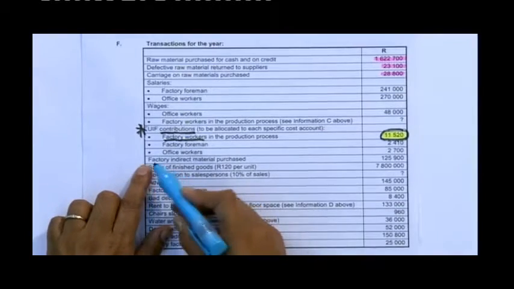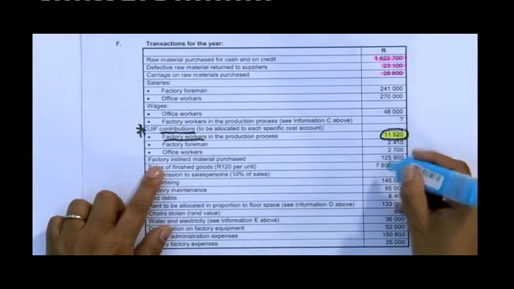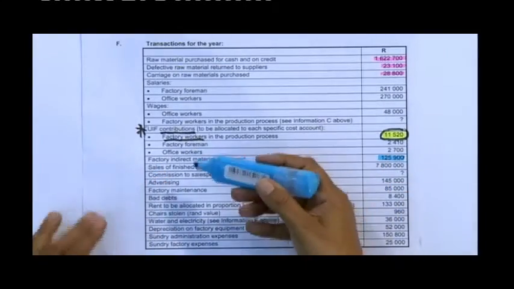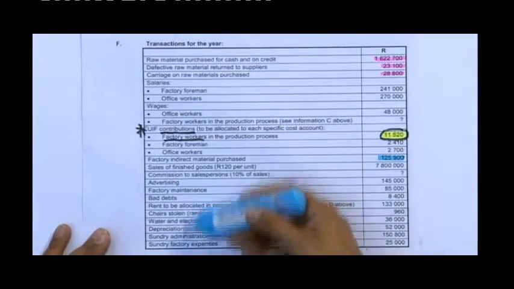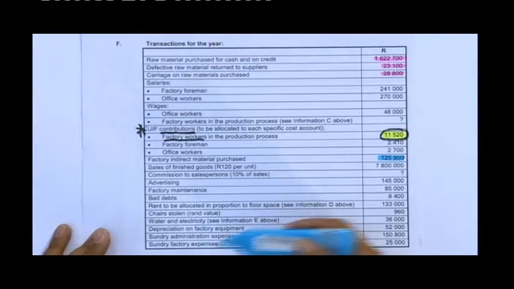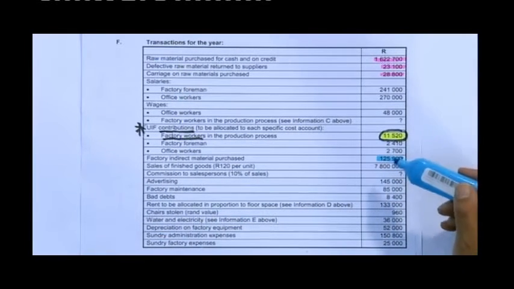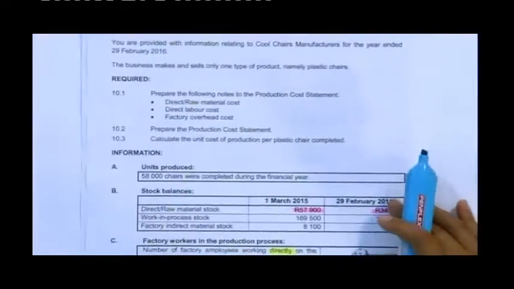Factory, here it is, factory indirect materials purchased. There we go. So I bought indirect materials. It doesn't say that I returned indirect materials, so the assumption is I only bought indirect materials. But remember, it's a stock account, so I must have started out with indirect materials.